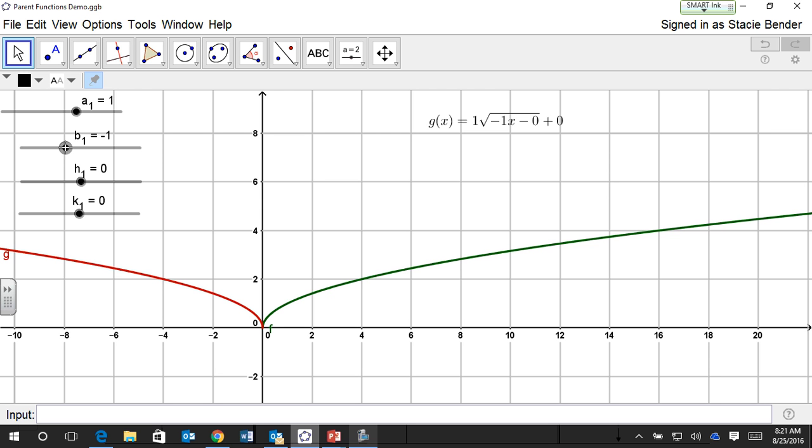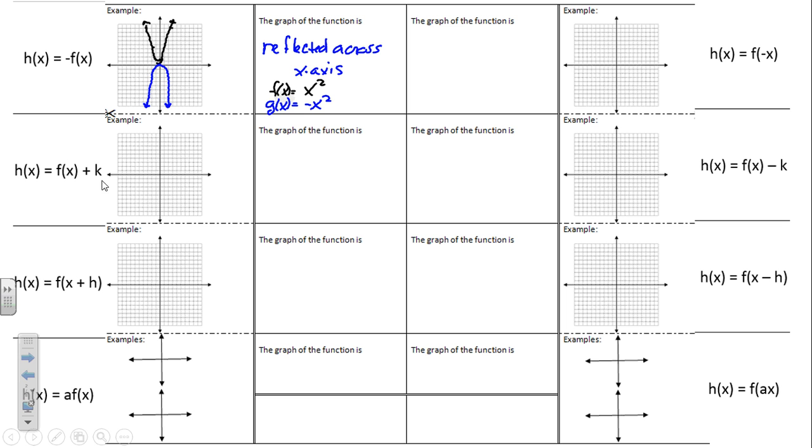What happens to it when we are adding a number on the outside of whatever's being operated on that x? It moves it up if it's positive. So we're adding, it moves it up. You can use the word shifts, you can use the word translates. I think our book uses translates.